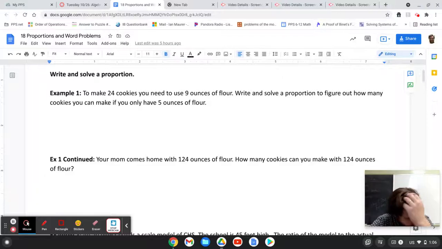Here we'll do a word problem, a proportion word problem. There are multiple different ways you could set up this problem, so I'm going to show you a couple of different ways and how you arrive at the same answer as long as you set it up in a proper way.